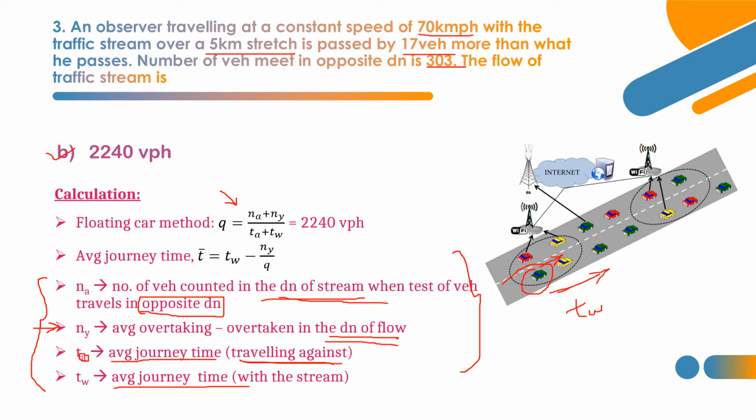So that is the TW, and TA is traveling against the stream. So this is against the stream. Just consider that is nothing but TA. So this is how we have to calculate using the four values: NA plus NY divided by TA plus TW, using some data relevant to the floating car method.